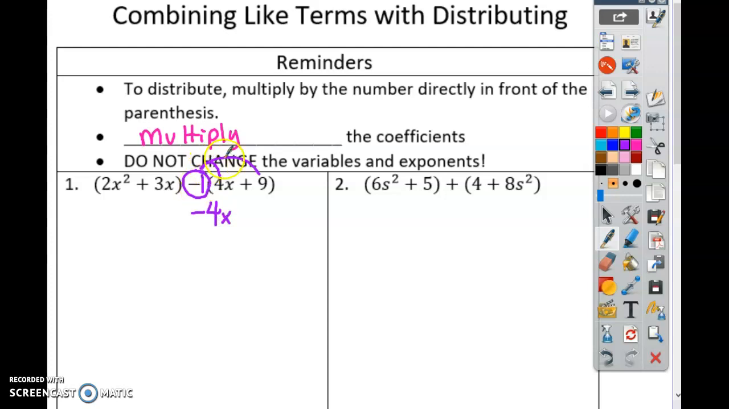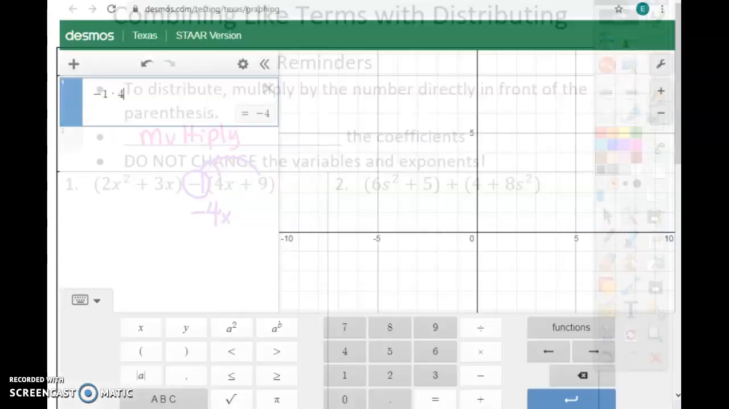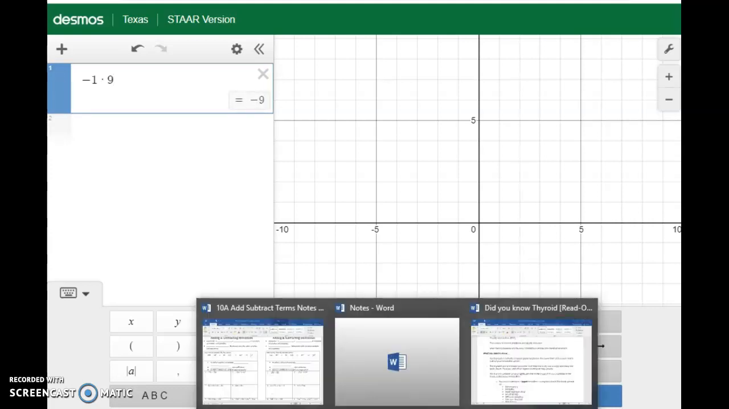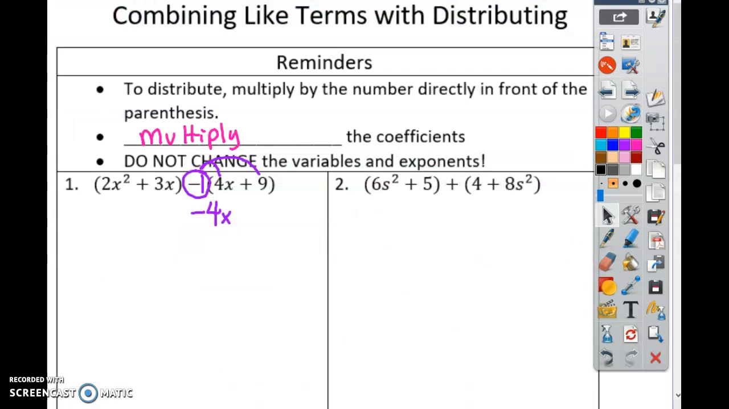Then you're going to do -1 times 9. What's -1 times 9? -1 times 9 is -9. So I'm going to put, right here, -9. Okay, so I'm done with this part. And over here, there's nothing to distribute, so I'm just going to bring them down. Take the parentheses off. We don't need the parentheses anymore. So I have 2x squared plus 3x.